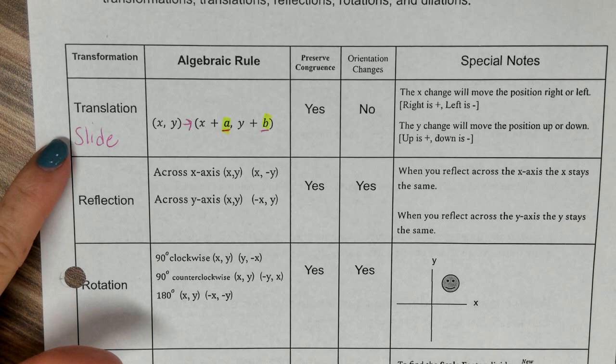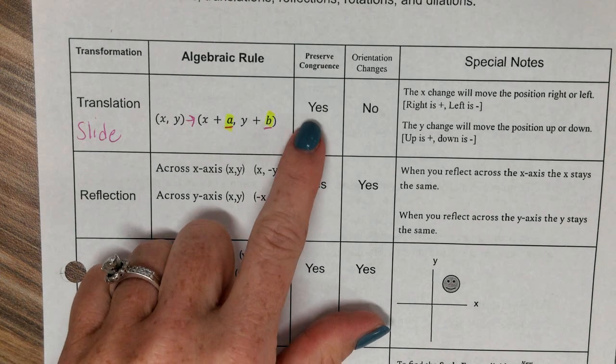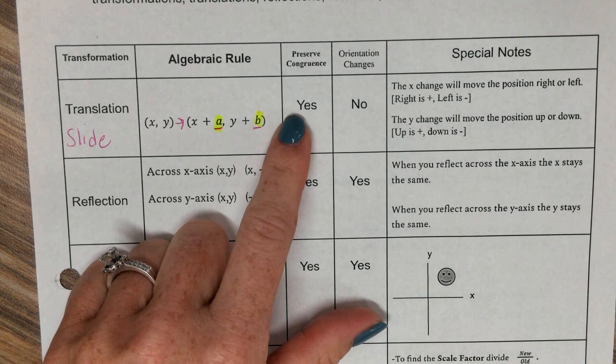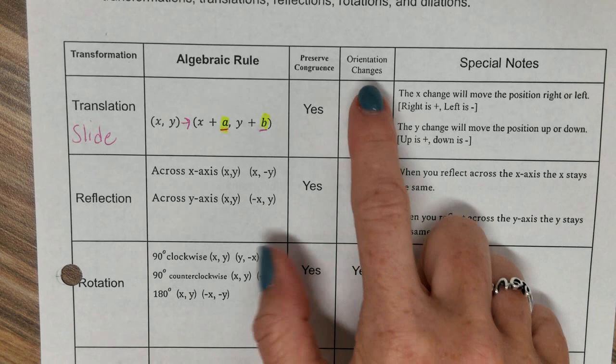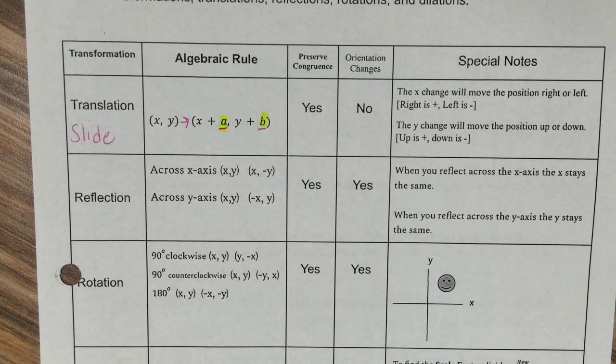Does a translation preserve congruence, yes or no? Yes, it keeps it the exact same. So if I take something and I slide it over, it stays the same size and the same shape. Does the orientation change? Does your view change when I go like this? No, it stays the same.